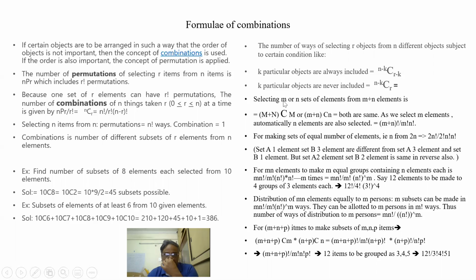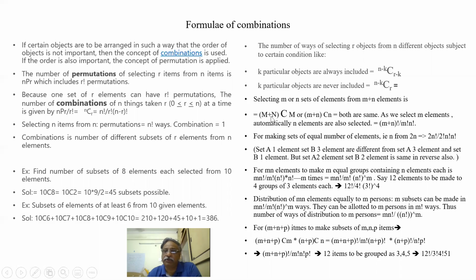Now see the setup. I have m and n sets of elements. I have m plus n, say m plus 10. I have 10 elements, out of which I have to make sets of 6 or 4 elements. Once I select 6, 4 is already selected, because once I group 6 elements together, the balance is 4 elements. So 10C6 is equal to 10C4. In place of 10, I am putting m plus n C m or m plus n C n. Both are the same. As we select m elements, n elements are automatically selected.